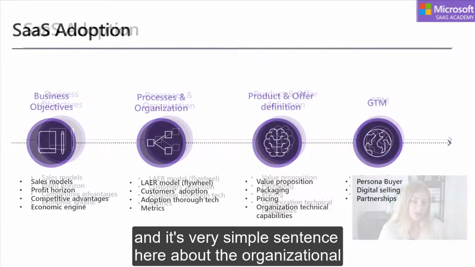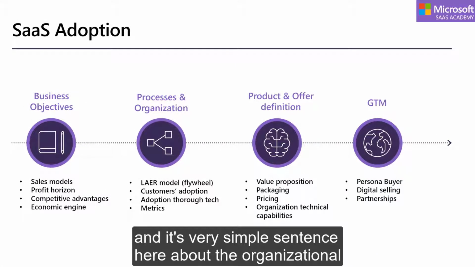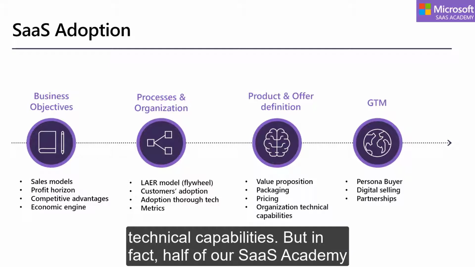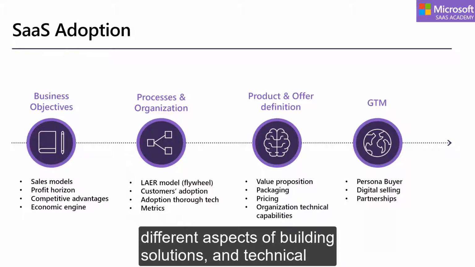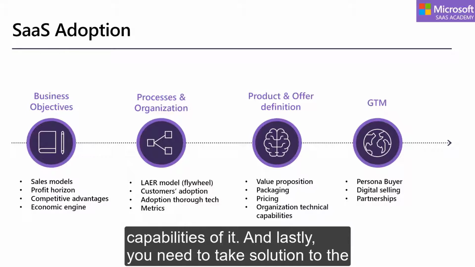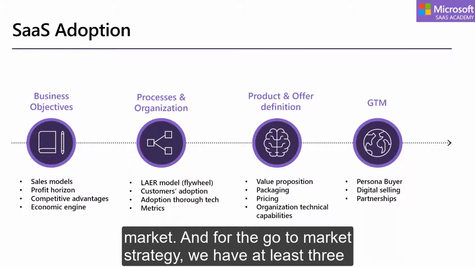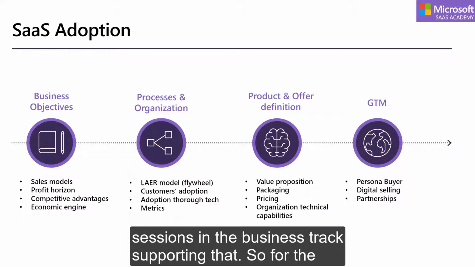And it's a very simple sentence here about the organizational and technical capabilities, but in fact, half of our SaaS Academy program is about that. Our technical track addresses the different aspects of building solutions and their technical capabilities. And lastly, you need to take the solution to market. For the go-to-market strategy, we have at least 3 sessions in the business track supporting that.